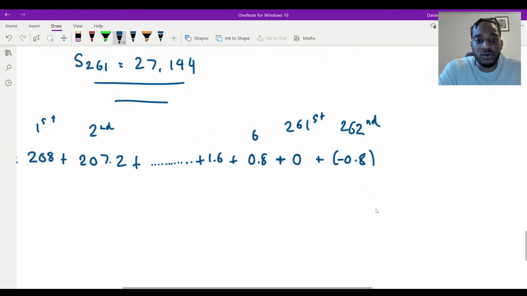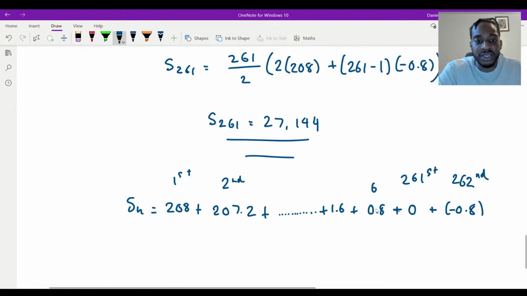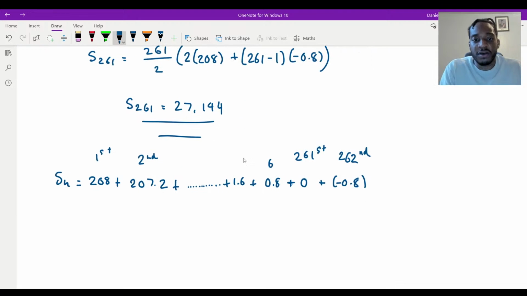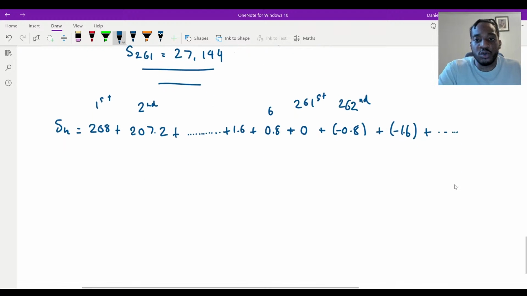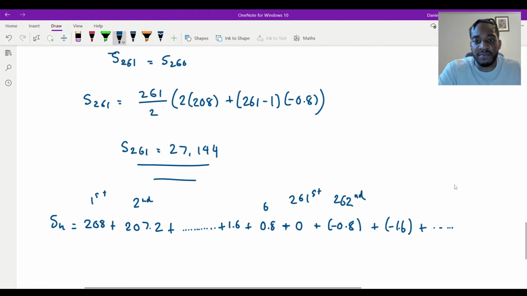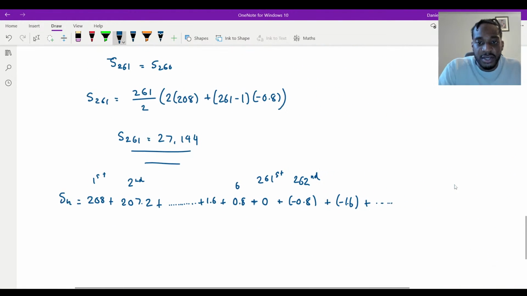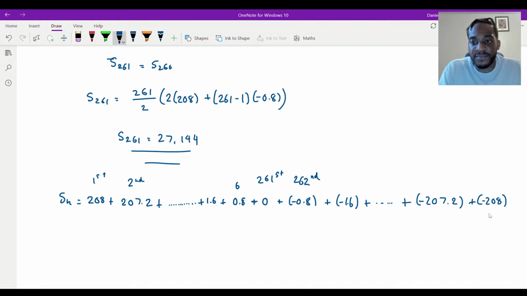Now, if you look at the pattern of the sequence, I'm going to be adding just the negative of each of these. So it's going to be minus 1.6 for the next one after that, and it's going to go all the way to the next one, which is going to be here. Let me put this here. And then all the way to minus 207.2, and then minus 208, like that.